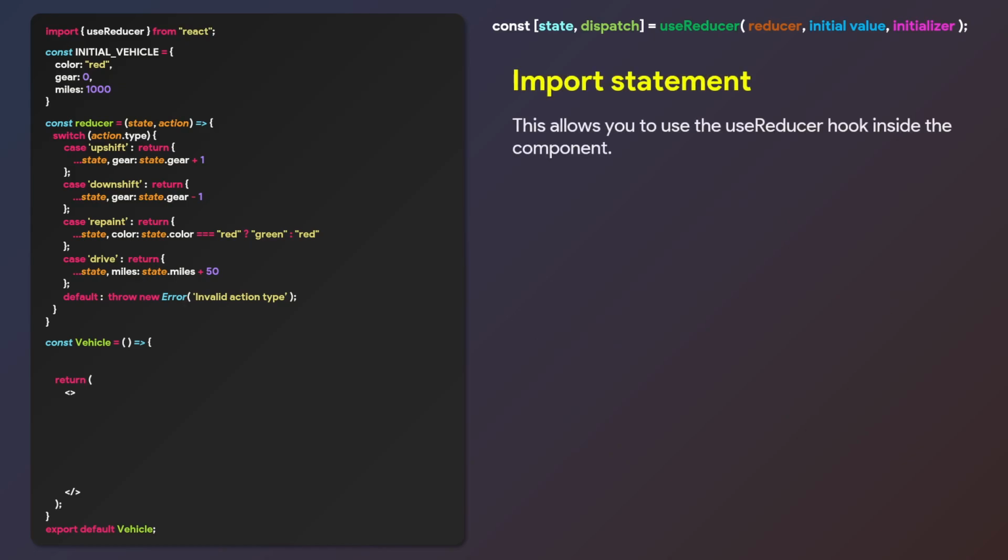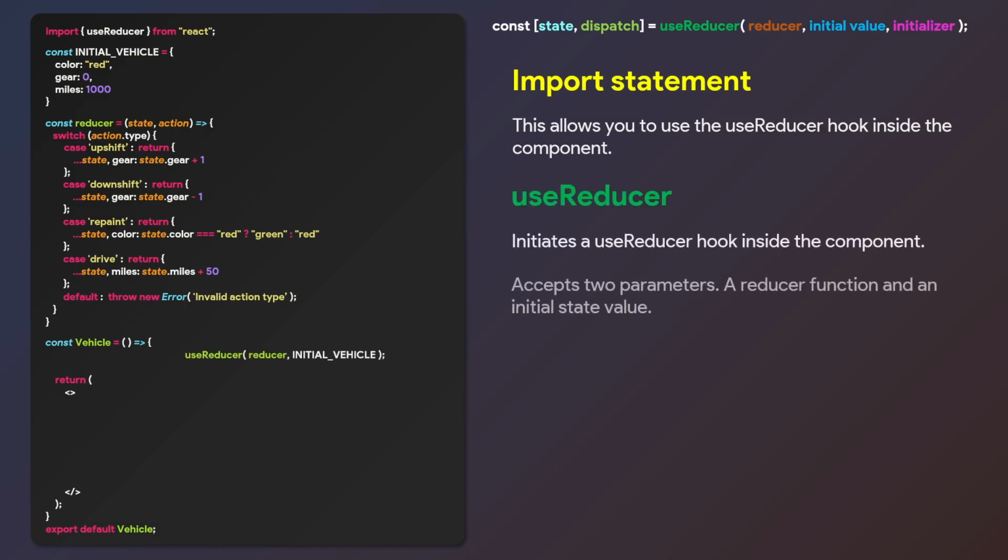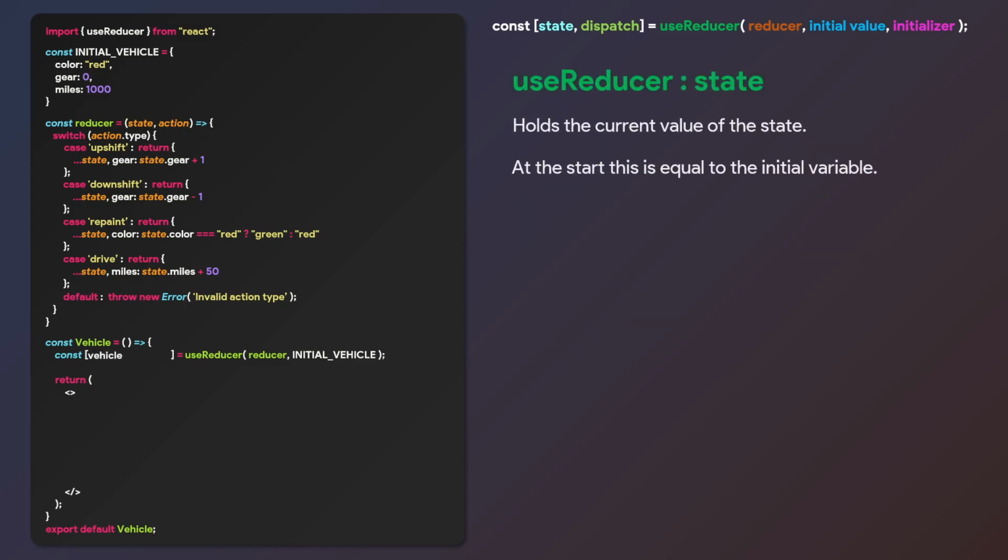Next, we have the import statement, which will allow you to use the useReducer hook inside your component. With this, now we can initiate a useReducer hook inside the component, which will accept two parameters, the reducer function and the initial value. This useReducer will return two values inside an array. The first value is the state, which holds the current value of the state. At the beginning, this is equal to the initial value we have defined. You can use this variable anywhere inside the component.